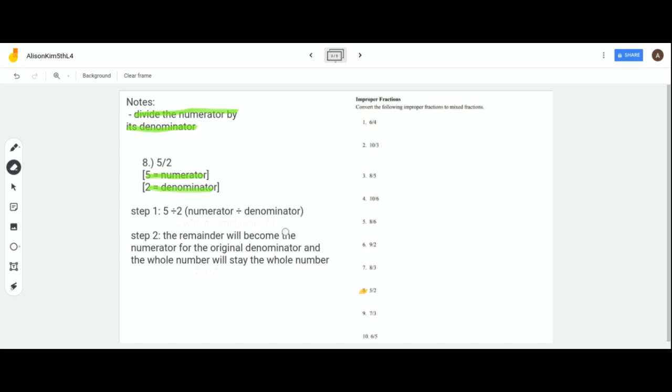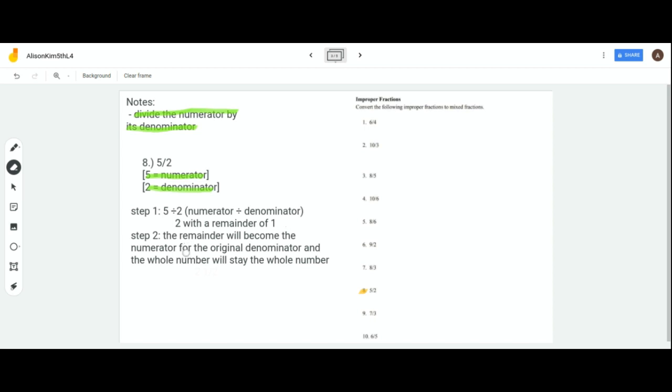So 2 times 2 equals 4, and 2 times 3 equals 6. But 2 can go into 5 only 2 times because 4 is less than 5, so it can go inside. But 6 is greater than 5, so it can't go inside. So your best whole number for this one would be 2, and you're left with a remainder of 1. And this is very important. Both the whole number and the remainder are very important for improper fractions.